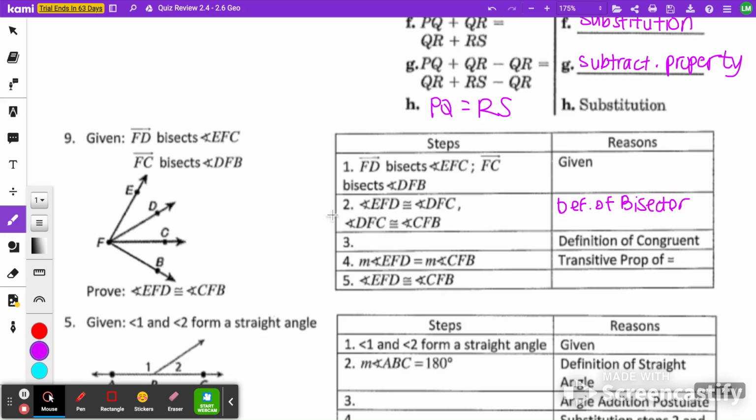So the definition of congruency just means angle EFD is congruent to angle DFC, and DFC is congruent to CFB. Okay. Now we would use the transitive property of congruency for that same reason. So EFD is now congruent to CFB because of the definition of congruent angles or congruency.